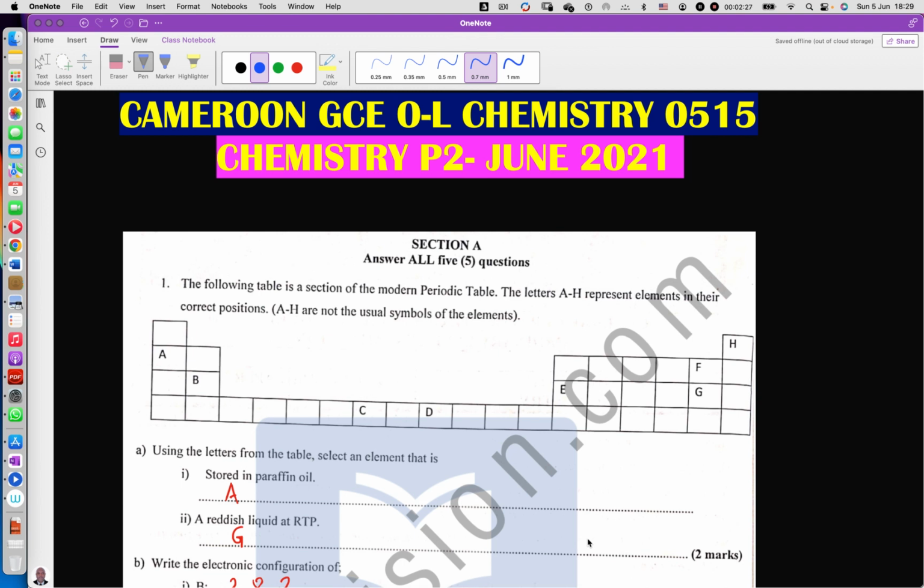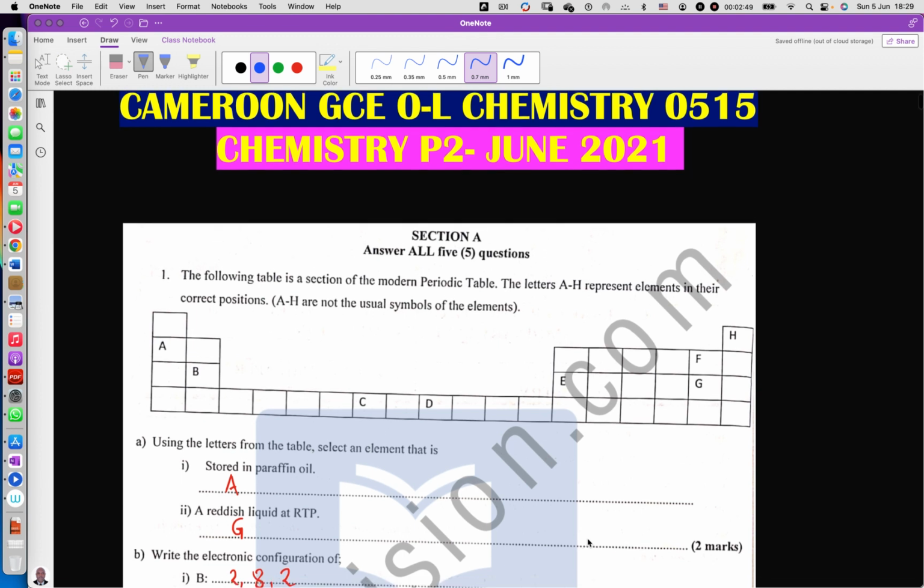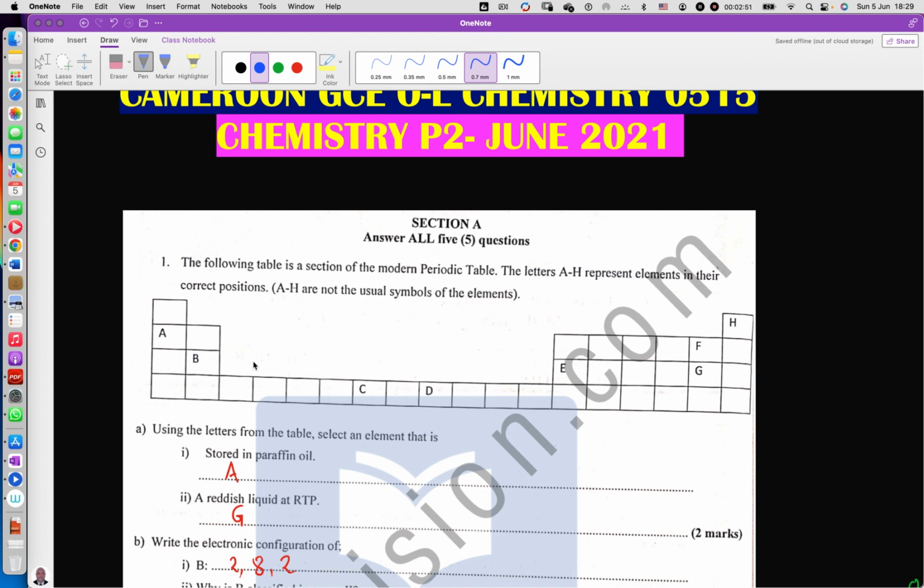Sodium is an example of an element in the periodic table that is stored in paraffin oil. And looking at the periodic table that we have been given, A represents the element. So the element stored in paraffin oil is A. A is the right answer for that.